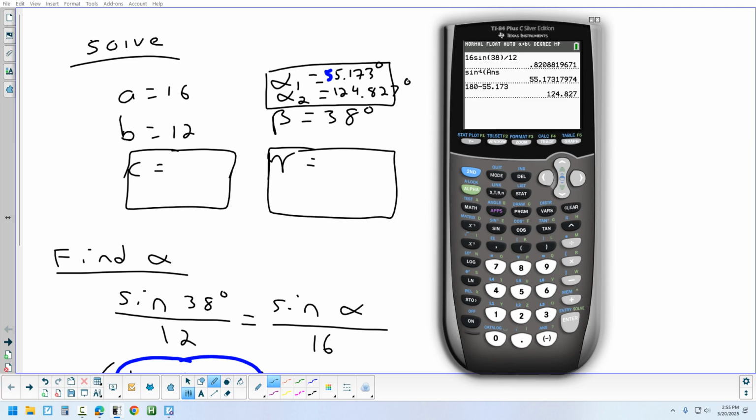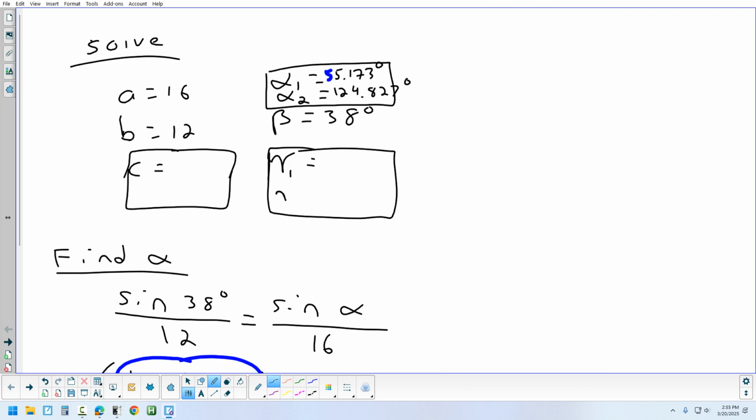Okay, now if alpha has 2 answers, then that also means what? Yep. Everything else has 2 answers. Everything that you need to solve for has 2 answers. All right. What are the 2 angles? Because now we have 2 out of 3 angles in both answers. What are the 2 angles we would add together and subtract from 180 to get gamma 1?